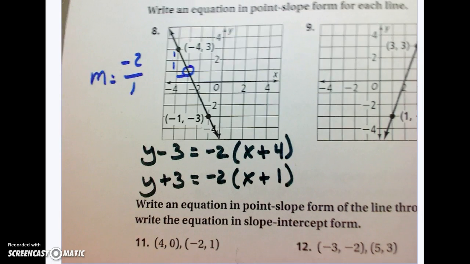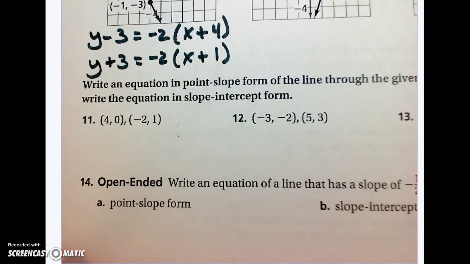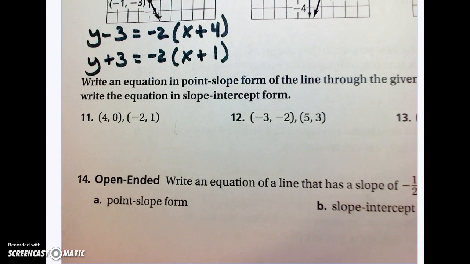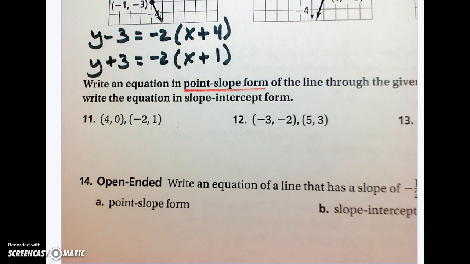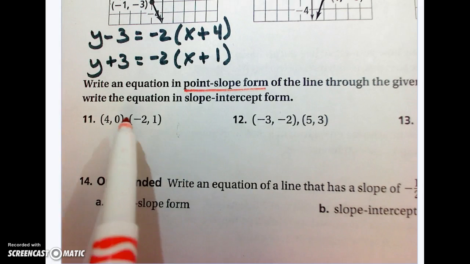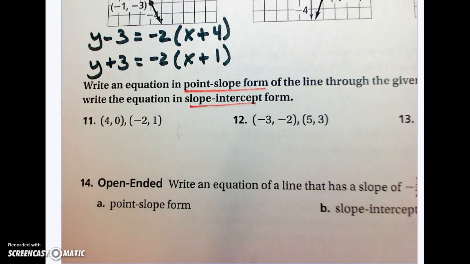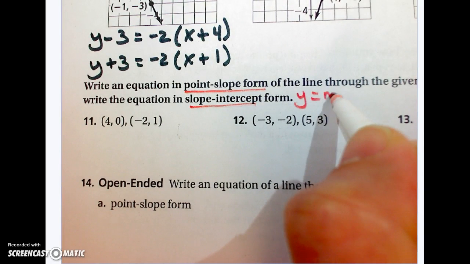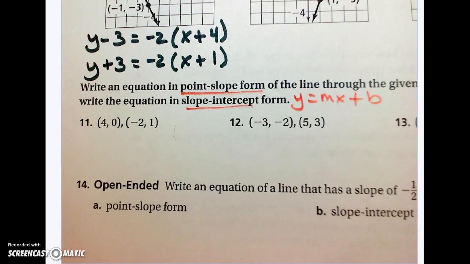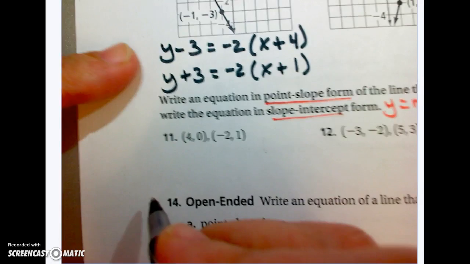For number 11, write an equation in point slope form. So we need to pay attention to the instructions. It says write it in point slope form of the line through the given points, then write the equation in slope intercept. So just like yesterday's. So slope intercept, y is equal to mx plus b. So we're going to end in that form.